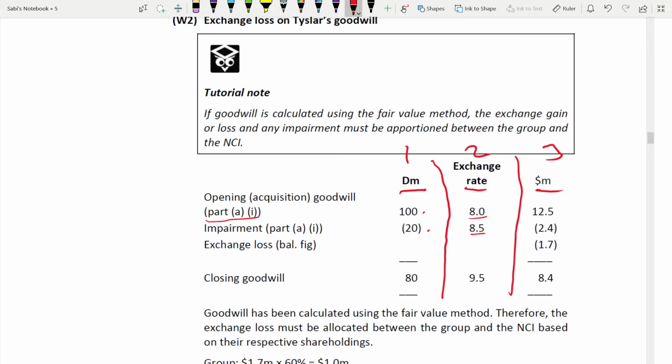12.5, and 2.5 impairment will be in bracket, and bracket is very important. Wherever brackets are there, you have to put the bracket. If you don't put the bracket, you will lose marks. So for impairment, you cannot write 20, you have to write the 20 inside the bracket, because it needs to be deducted. Okay, so hence you can see the closing goodwill is 80, just now what we got in part A. But the rates are different for impairment and the opening goodwill, 8 and 8.5.